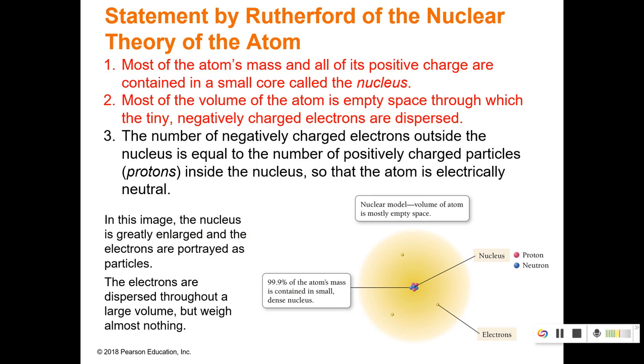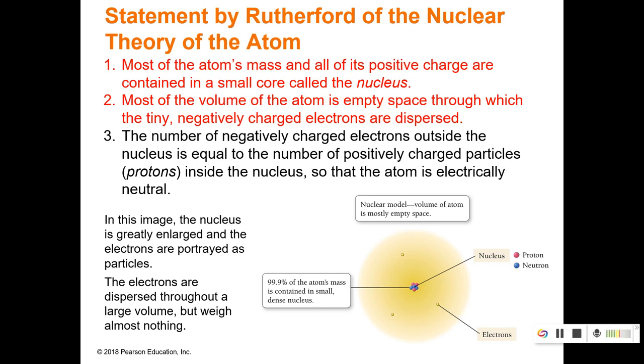So most of the atom's mass and all of its positive charge are in the small, dense center called the nucleus. Most of the volume is empty space, which is accurate, and that's where our electrons are, in this empty space. So this is kind of like our electron cloud that we know of now. We also knew it was charge neutral, so our protons must equal our electrons in order to have no charge.